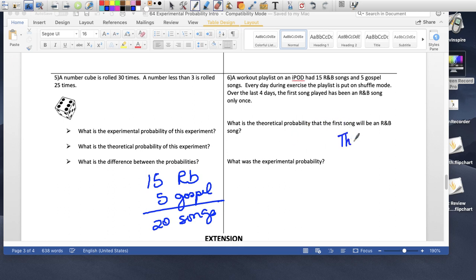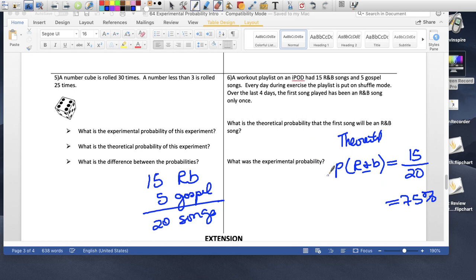So theoretical. If you look at your music and you see, oh, I have 15 R&B songs and I have five gospel songs, if I were to press the play button, what's the chance that an R&B song is going to play? Well, there's 15 R&B songs. How many total? 20. So it's 15 out of 20, which is 75%.